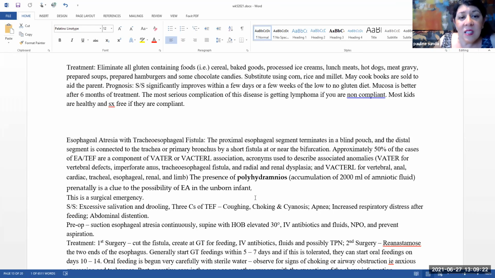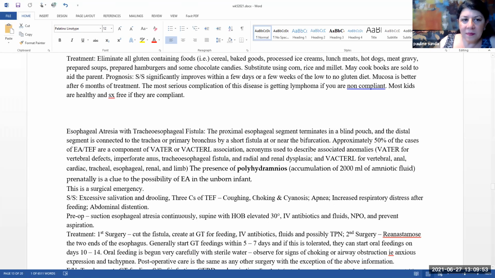Prognosis: the signs and symptoms significantly improve within just a few days to a few weeks from a low to no gluten diet. The mucosa is often better after 6 months of treatment. The thing is that the most serious complication of this disease is getting lymphoma if you are not compliant. So it really is important to be compliant. Most kids are healthy and symptom-free if they are compliant. So again, compliance is critical, and reading the labels is also critical for parents.